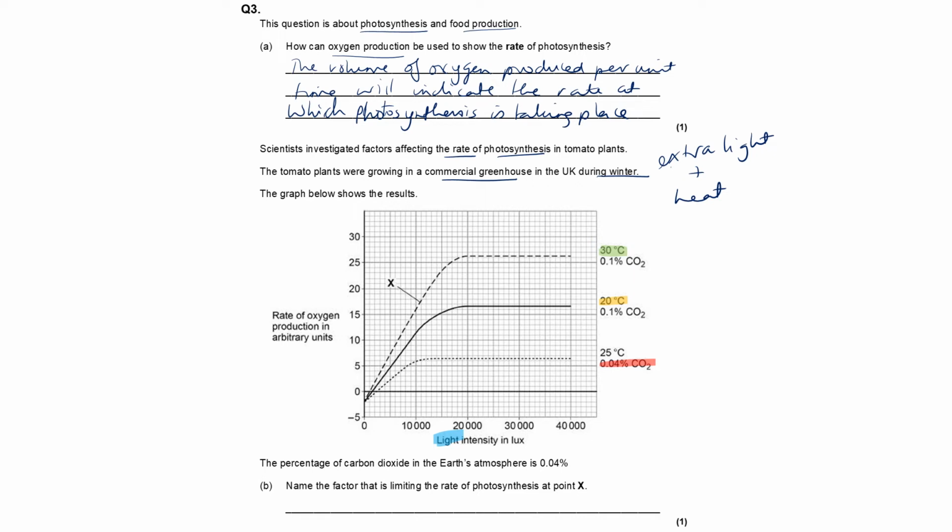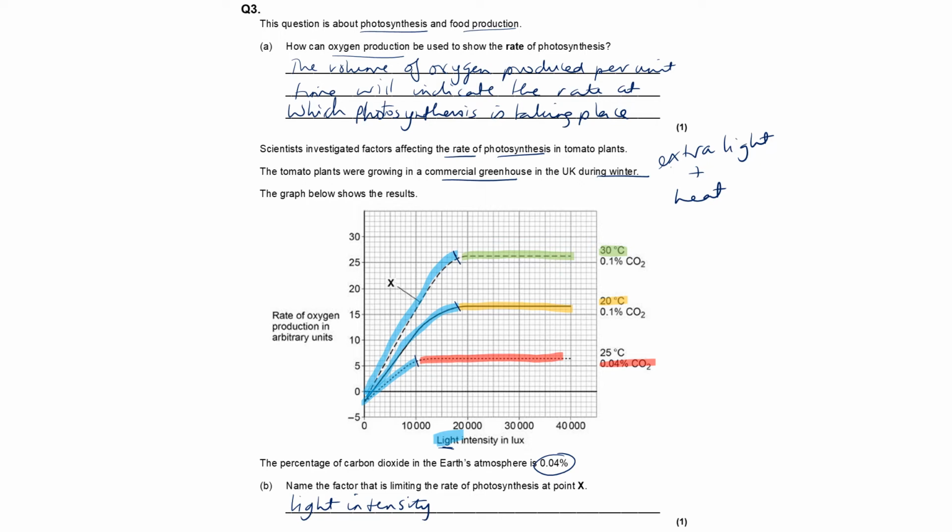I've then highlighted the graph to show where the light intensity, which I've highlighted in blue, is actually the limiting factor. So it's where the graph has a positive gradient. So that's what I've highlighted. And then I've highlighted the bits where other factors are limiting factors, and you can see what they are with the corresponding colours on the right-hand side of the graph. The percentage of carbon dioxide in the Earth's atmosphere is 0.04%, and you should know that from your chemistry paper 1 and paper 2.